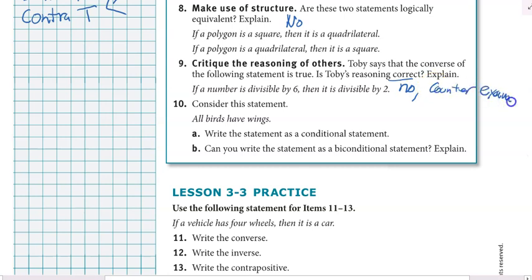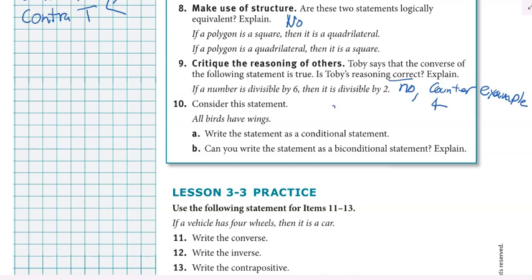A counterexample for the converse. All right. Consider the last statement for number 10. All birds have wings. Write this statement as a conditional statement. If an animal is a bird, then it has wings. Can you write this statement as a biconditional statement?